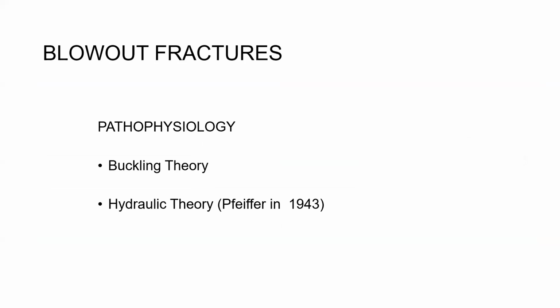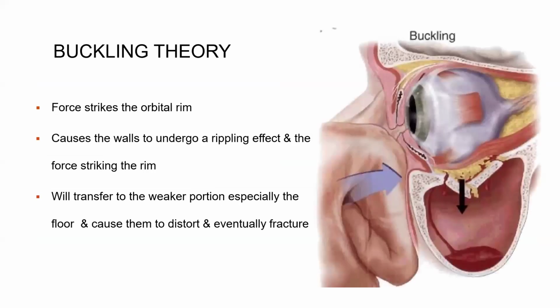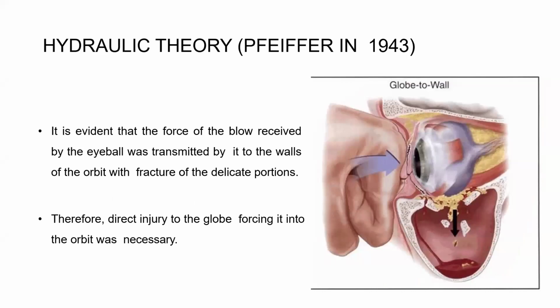Coming to blowout fractures, the proposed pathophysiology is of two theories: the buckling theory and the hydraulic theory. The buckling theory states that the orbital walls undergo a rippling effect when there is a force on the wall, and the weaker portion, especially the medial wall and floor of the orbit, fractures. So this is the buckling theory. The second one is the hydraulic theory. It states that the pressure on the globe is transmitted into the walls of the orbit, and the delicate portions fracture as well.